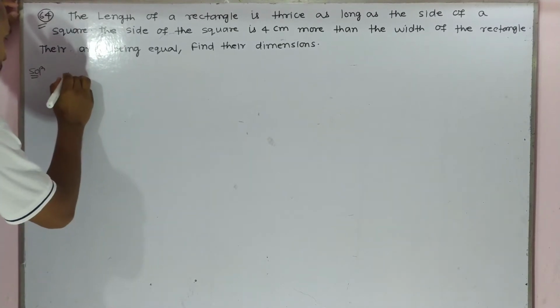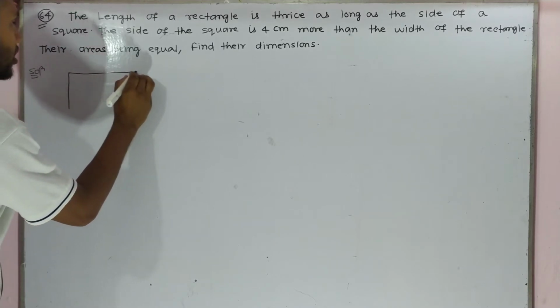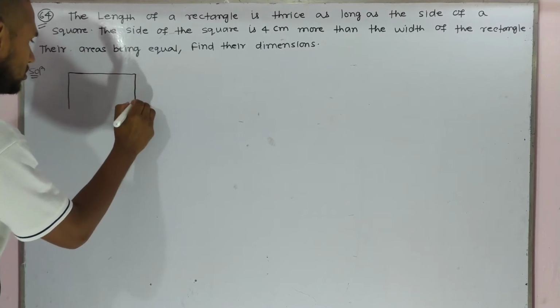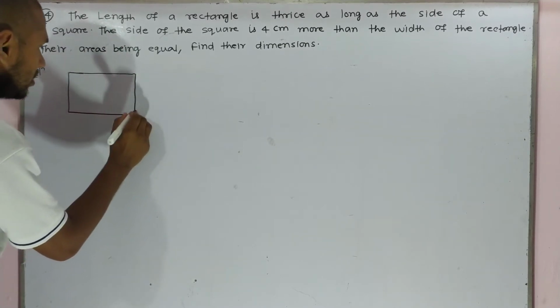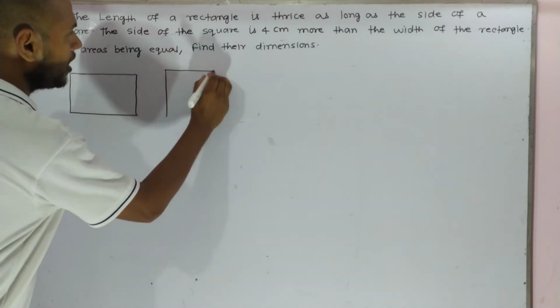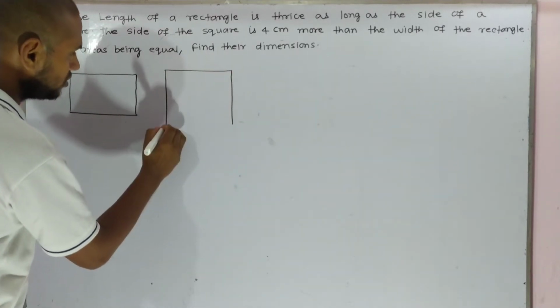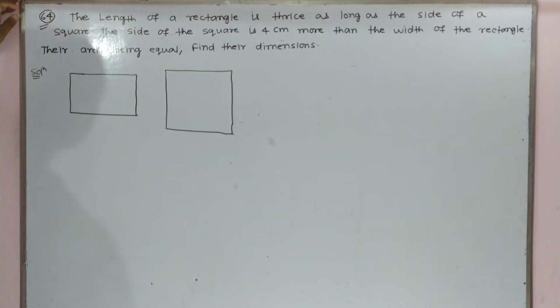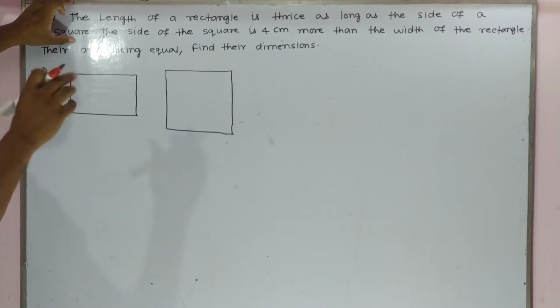Suppose here there is a rectangle, and here there is also a square. In the question there are two things, a square and a rectangle. The length of a rectangle is three times as long as the side of the square.